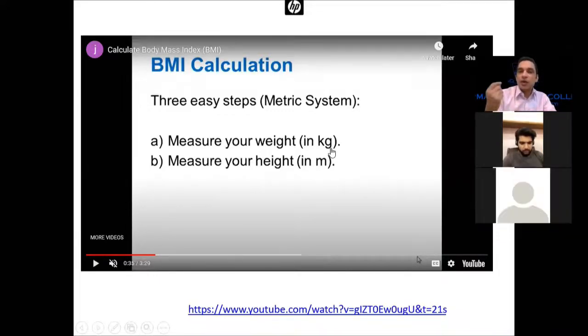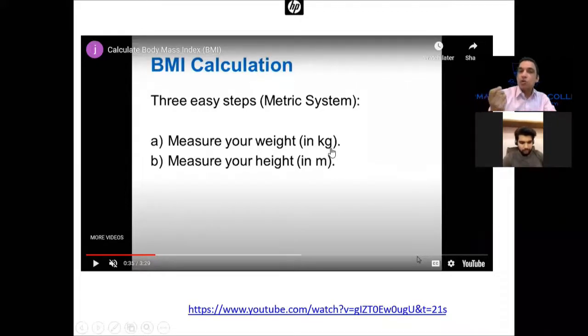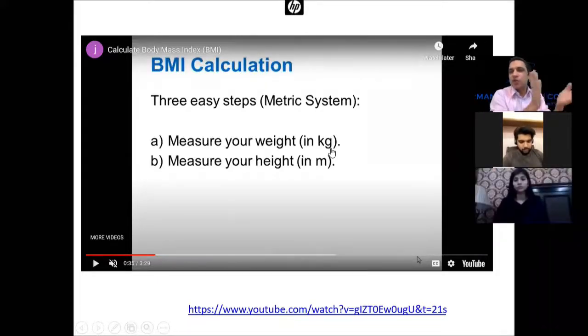If you know your height in centimeters, you should convert it into meters. Google can do this for you. Just put the values, convert meters into centimeters or centimeters into meters. But the units you will be using must be in kilograms, and for the height it must be in meters. That is the only way you will be able to get the correct body mass index. You will not only be calculating your own body mass index, but you are also required to calculate the body mass index of other people as well.